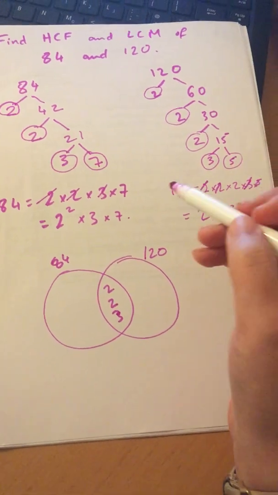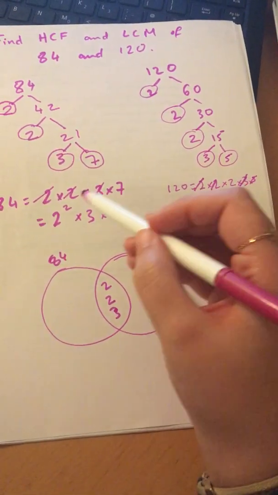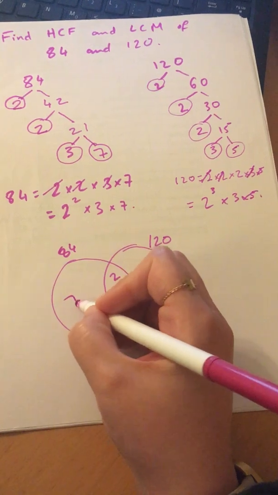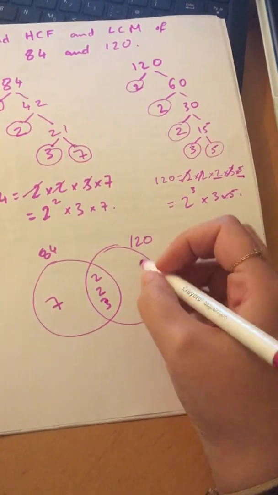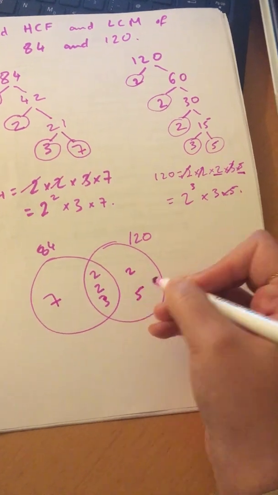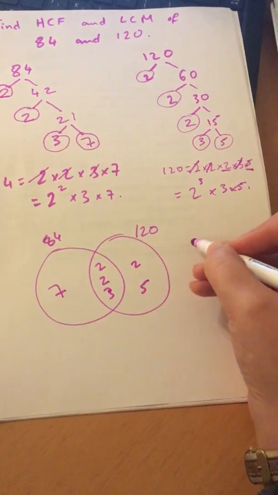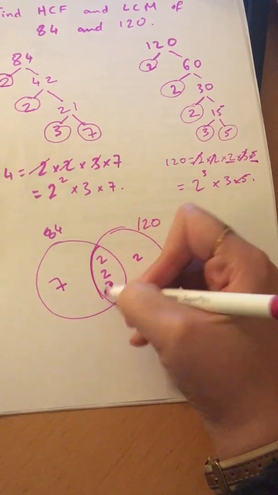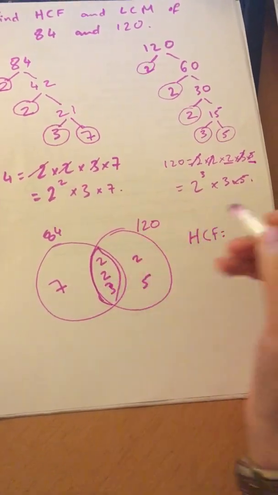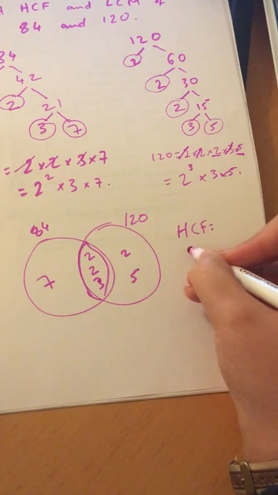Now the numbers that are left over: I have a 7 left over on the 84 side, so that goes here. And for the 120, I've got a 2 and a 5 left over, so I write 2 and 5. The highest common factor is always this bit in the middle. So I get these three numbers, and I multiply them together.